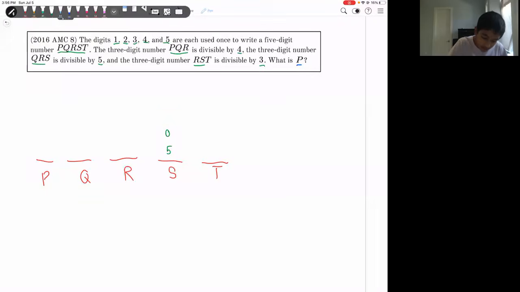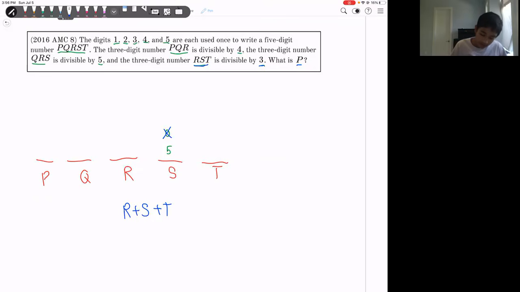So instead, let's look at this next condition, RST, divisible by 3. So now we have to use that condition. Now we have that R plus S plus T has to be a multiple of 3. So let's look at the possibilities for R, S, and T. And firstly, before I even move on, it can't be 0, of course, because our digits are 1, 2, 3, 4, and 5, and they're each only used once, so it has to be 5. That's something we immediately know.